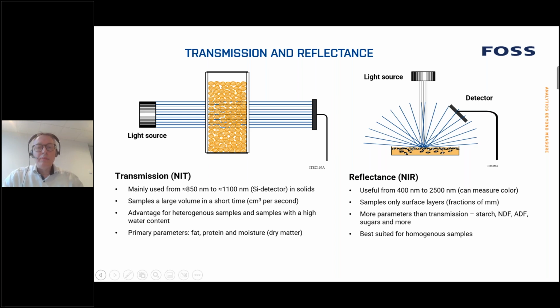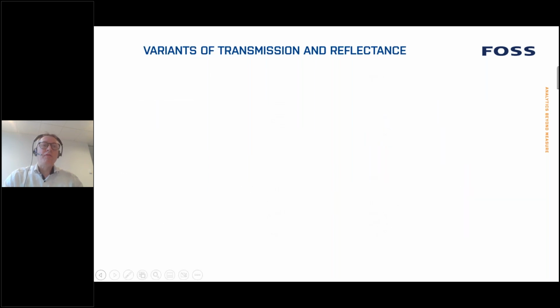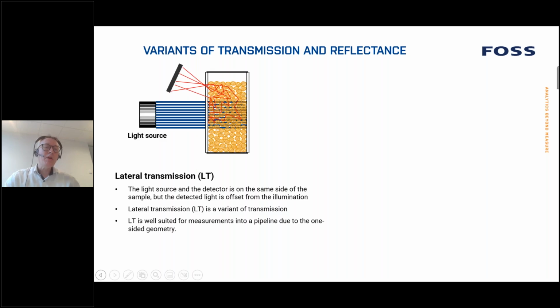There are some variants of transmission and reflectance that are worth mentioning. One is so-called lateral transmission, where the signal is collected on the same side as the illumination, but the detected light is offset from the illumination spot. This is a variant of transmission, and it's well suited for applications where you want to access the sample from one side, typically in a pipeline in a process environment.